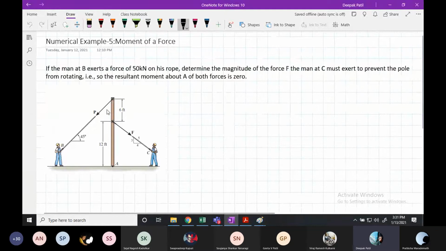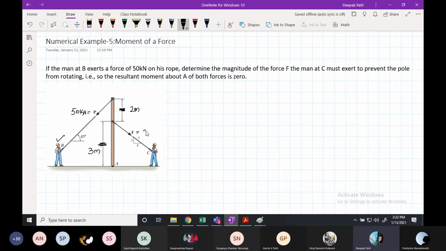Actually, here the things are given in feet. Let us not worry about that. Let me take this as say 2 meters itself, and let me take this as say 3 meters. Now the question is, if the man at B exerts a force of 50 kilonewton on his rope, that is this one, P, which is equal to 50 kilonewtons, on his rope, determine the magnitude of the force F.